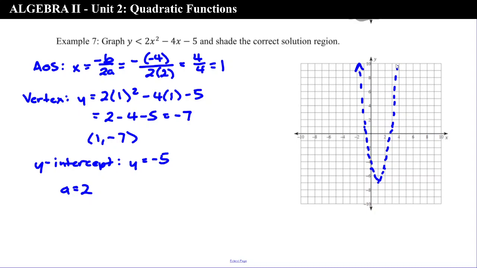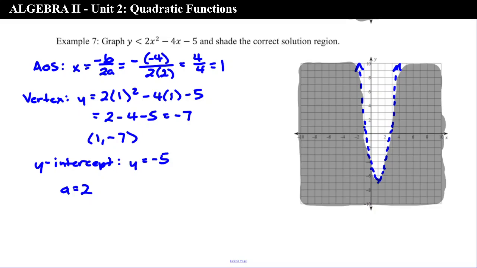And since we have less than, it's going to be everything that's below the parabola, so everything that's outside of it. That's what we're going to shade. And so there is the area that would be shaded for this particular inequality. All right, let's do one final example like this before we move on to the last couple of sections here.